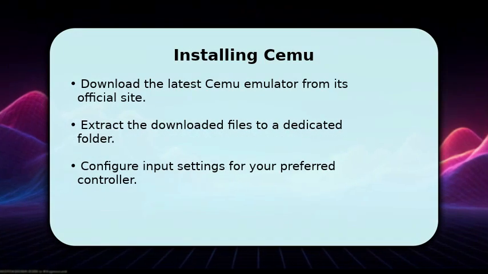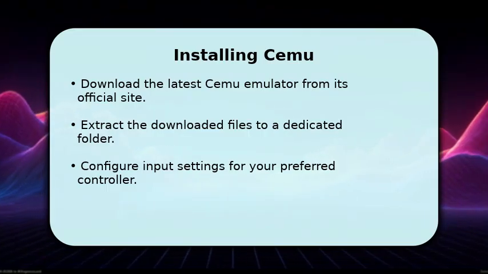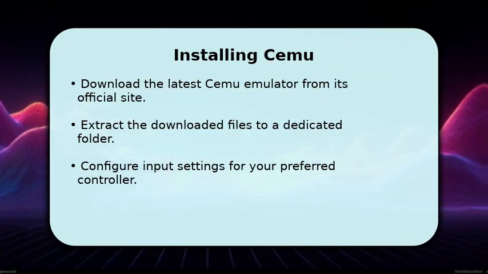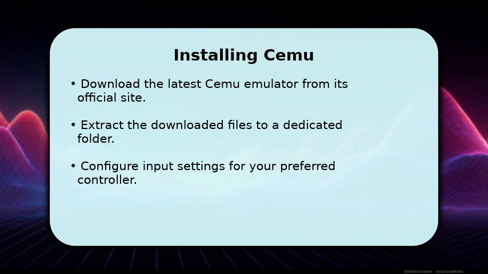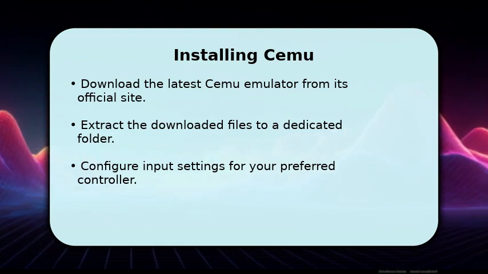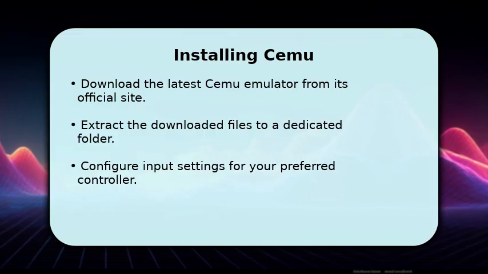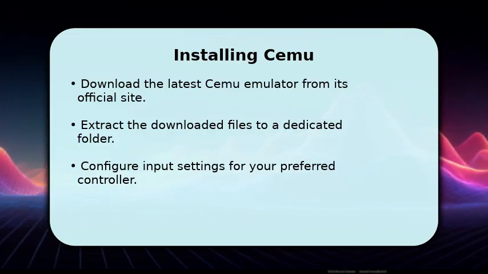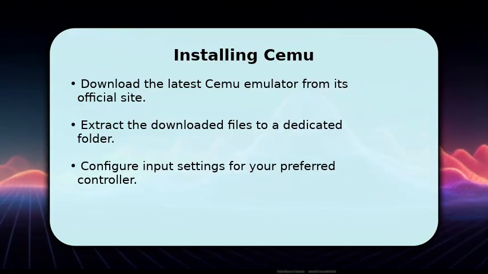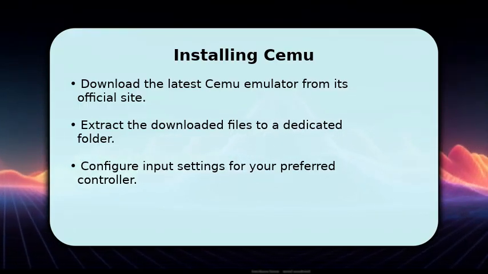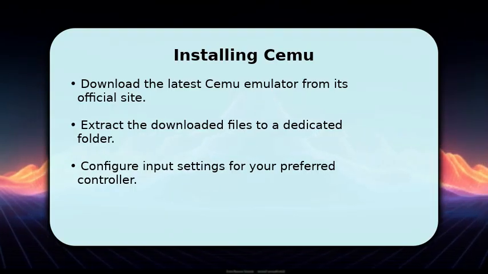To begin, download the most recent CEMU emulator from its official website. Once downloaded, extract all the files into a new, dedicated folder on your computer. Next, open CEMU and navigate to the input settings to configure your preferred controller. Finally, take a moment to adjust the graphics and audio settings for optimal performance on your system.